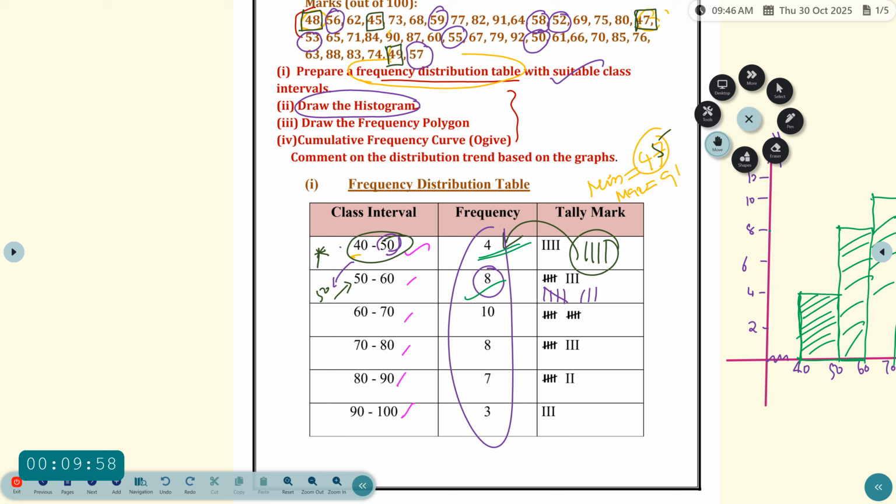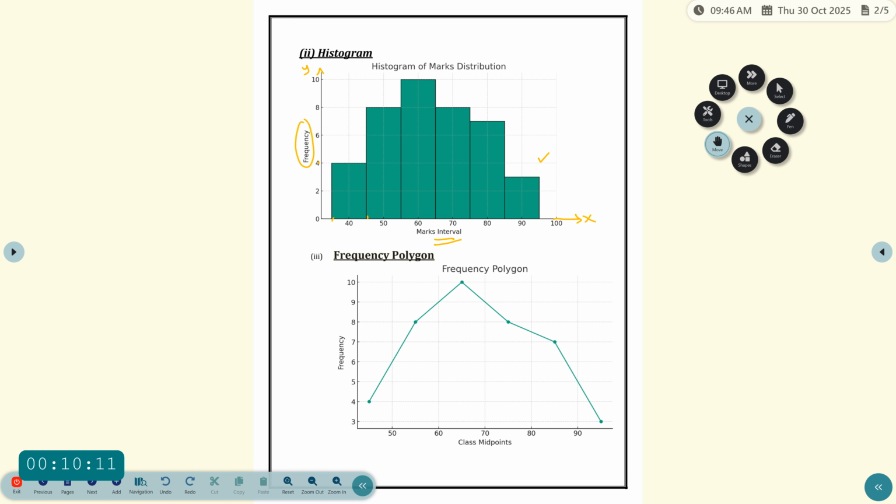Histogram over, frequency table already over. Then what is our third one? We have to construct the frequency polygon. Let us try to construct the frequency polygon. Very simple for you. How to construct the frequency polygon?